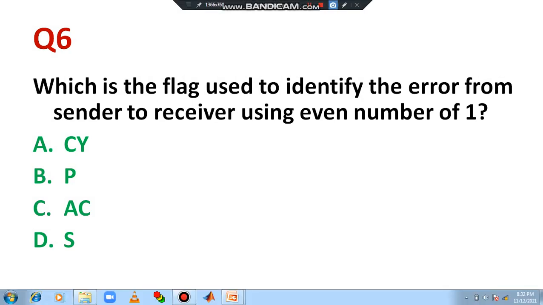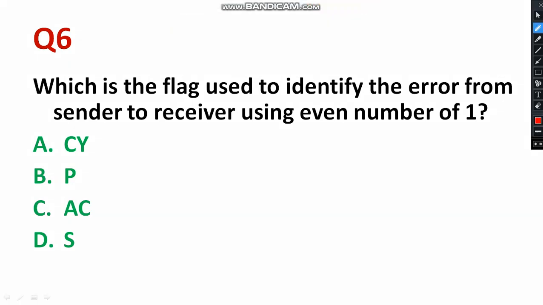Question number 6, please read it carefully. Which is the flag used to identify the error from sender to receiver using an even number of 1s? Which is the correct one? Actually, this is done with the help of the parity flag. There are even parity and odd parity. If you have the value 1, then it is even parity. If it is 0, then it is known as odd parity. So we can check the error from sender to receiver.